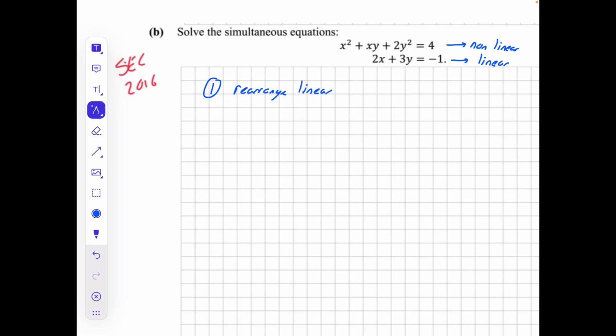the linear. So my linear is 2x plus 3y is equal to minus 1. Need to choose to get x or y on its own. I'm just going to go with x on its own. So I need to subtract 3y from both sides. So I'm left with 2x is equal to minus 1 minus 3y. Don't want 2x, I just want x. So I need to divide everything by 2.